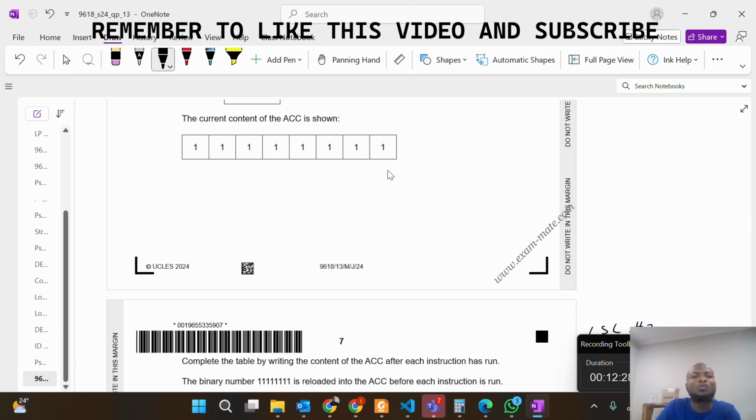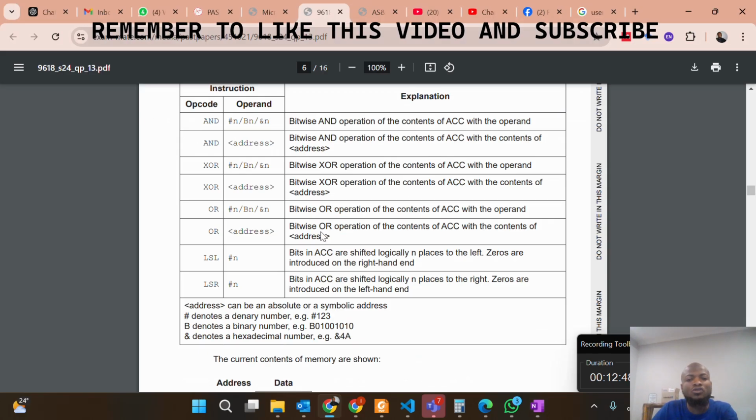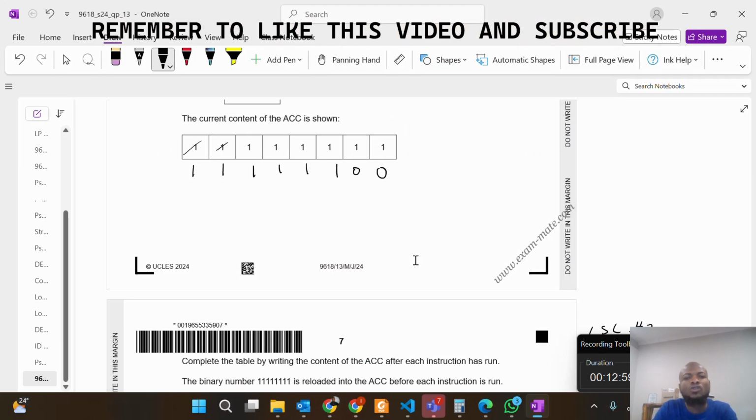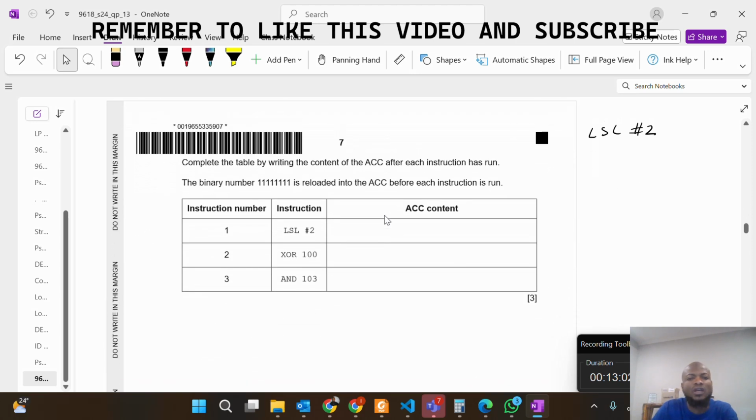So if you shift these 2 places to the left, that means this will be out, this will be out, isn't it? So the rest move to the left, and we have 6 ones. So zeros will be replaced at the right, according to this instruction: bits in the accumulator are shifted logically n places to the left, and zeros are introduced onto the right hand end. So I have 0, 0. So the new content in the accumulator is 6 ones and 2 zeros, 11111100. I hope this is understood.